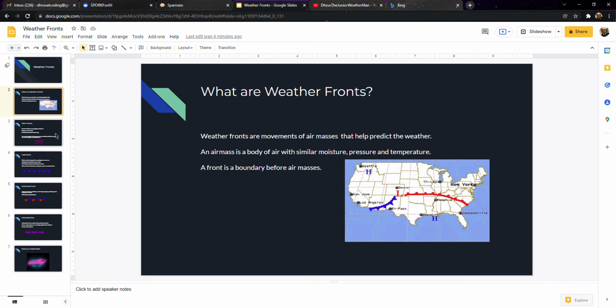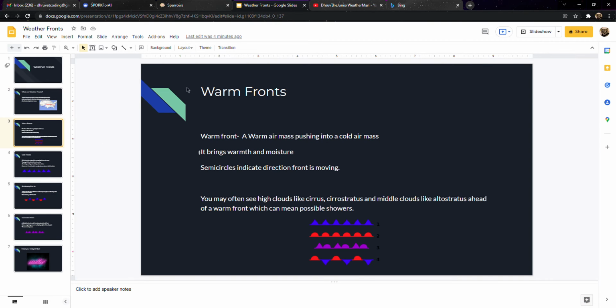On the next slide. Warm fronts. A warm front is a warm air mass pushing into a cold air mass. It brings warmth and moisture. Semicircles indicate the direction the front is moving. Semi means half, if you are wondering what semicircles means. So if you just delete the word semi, it will mean half circles.